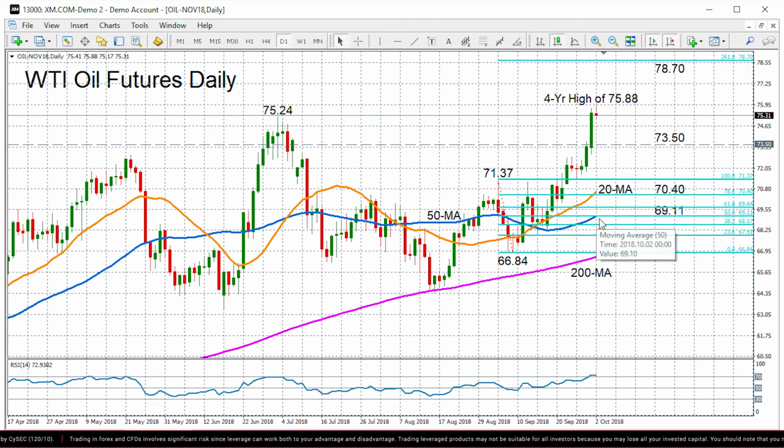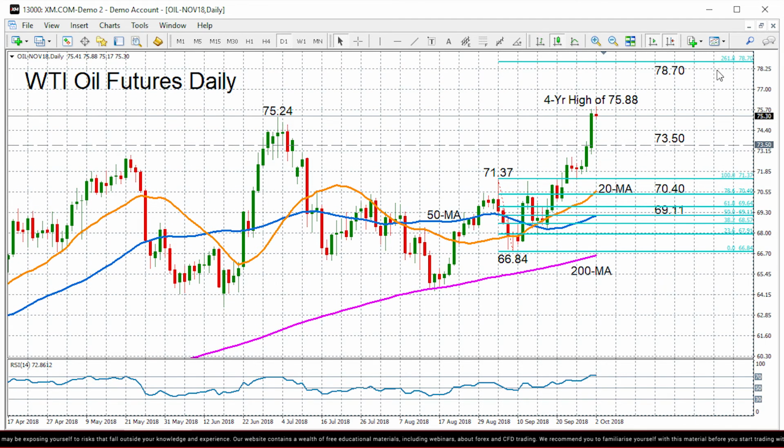So a key support region at 69.11, which if prices were to breach below that, we could then see a more bearish picture for WTI. But for the time being, it is looking very bullish. If we were to see a continuation of that uptrend, the next focus on the upside would be the 261.8% Fibonacci extension at 78.70. Looking at the more medium-term picture, it is looking neutral to bullish.